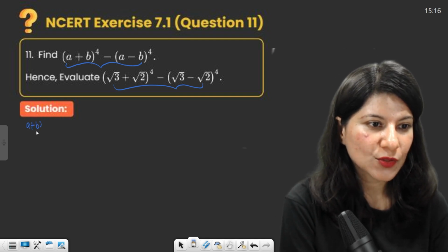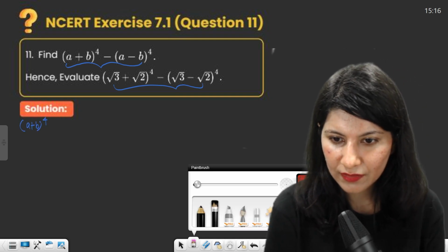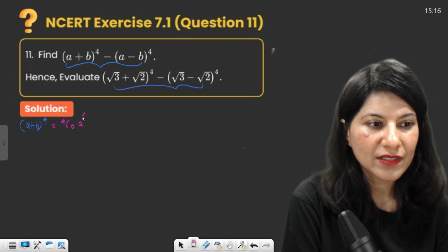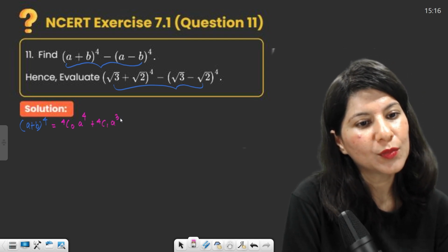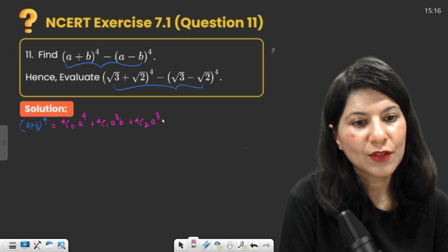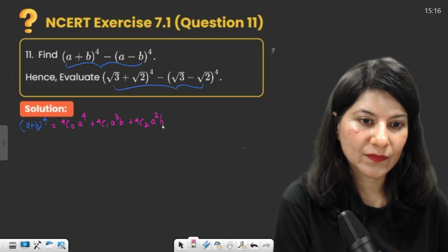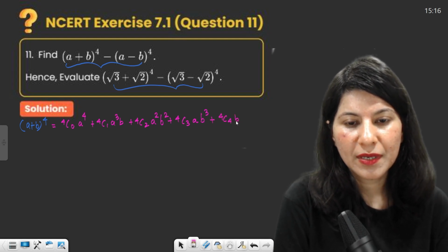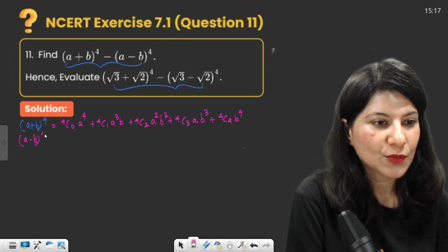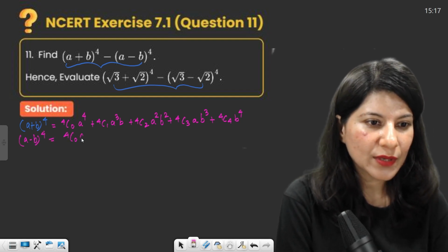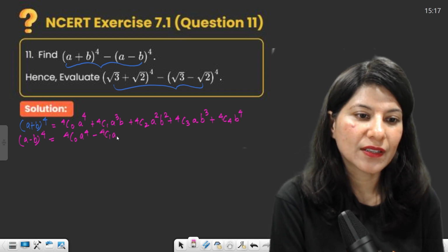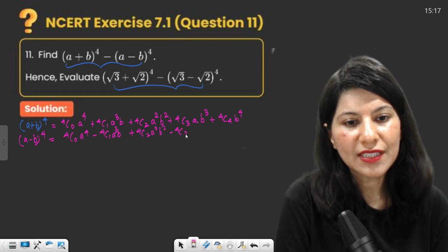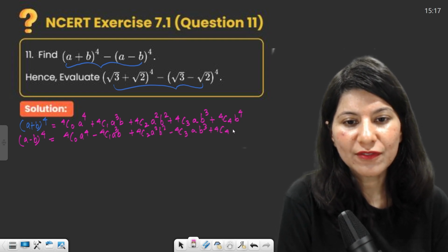So yes, (a plus b) raised to power 4. I guess this color is not visible. (a plus b) raised to power 4 is 4C0 a raised to power 4 plus 4C1 a cube b plus 4C2 a square b square, plus 4C3 a b cube plus 4C4 b raised to power 4. (a minus b) raised to power 4 again, 4C0 a power 4, so basically alternate plus minus signs will be there: minus 4C1 a cube b plus 4C2 a square b square minus 4C3 a b cube plus 4C4 b raised to power 4.